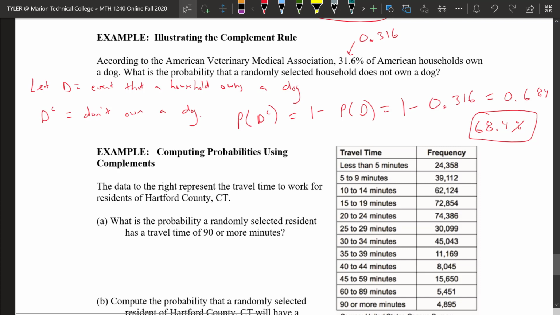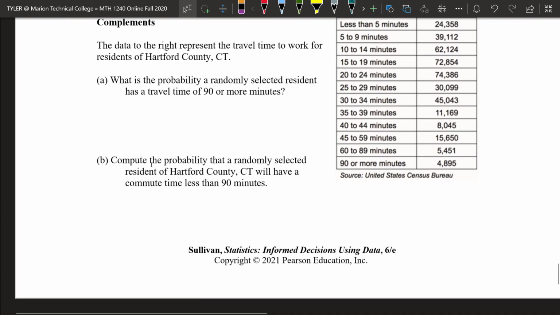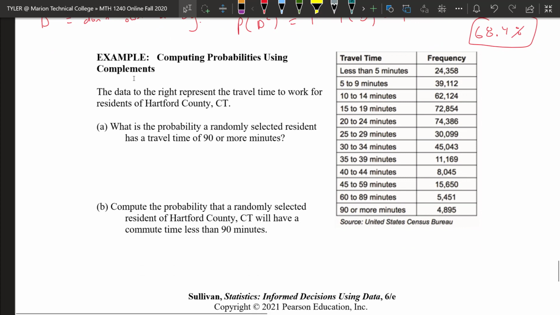All right, so then the next one, we have an example where we're computing probabilities using complements again. The data to the right represents the travel time to work for residents of Hartford County, Connecticut. So we have various travel times here, and we have frequencies. And notice if we read through this, all of these events would be mutually exclusive. There's no overlap, in other words. It says, what is the probability a randomly selected resident has a travel time of 90 or more minutes? So we could calculate the relative frequency to find that probability.